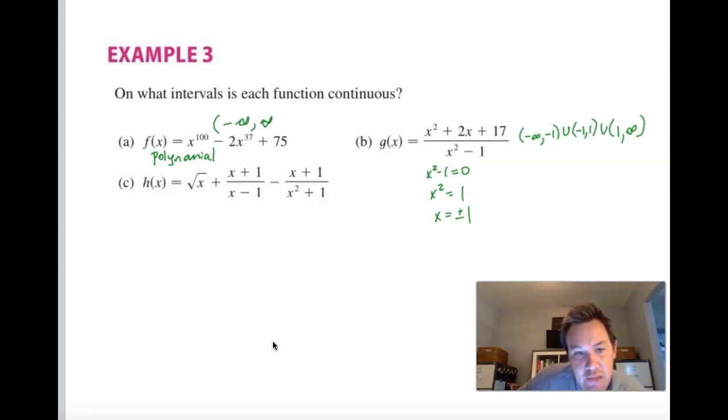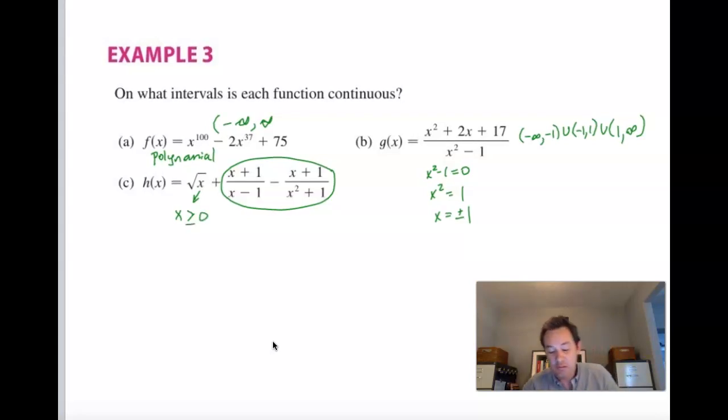Okay, and then C, we have a kind of a combination of both a square root function that's going to be continuous on its domain, and then some rational functions. So for the square root function, we need to pay attention to the radicand, meaning what's under the radical. And we always want that to be greater than or equal to 0, so we don't get imaginary outputs from our function. So in that case, the root function restricts our domain to x has to be greater than or equal to 0. Okay, so positive numbers and 0 only.